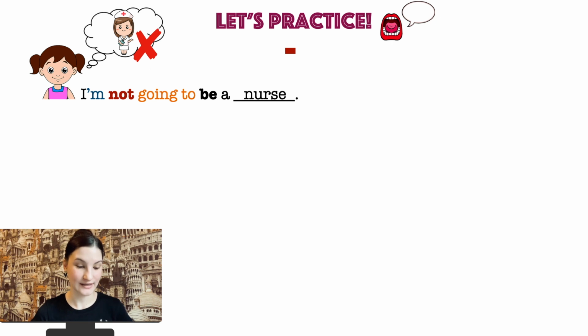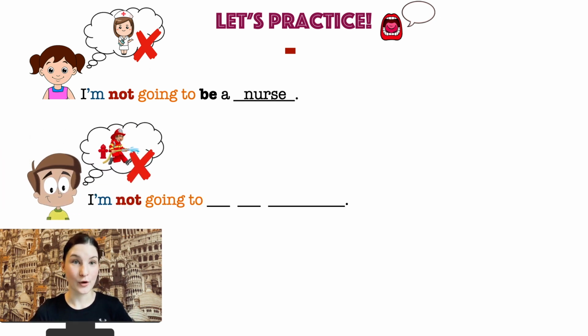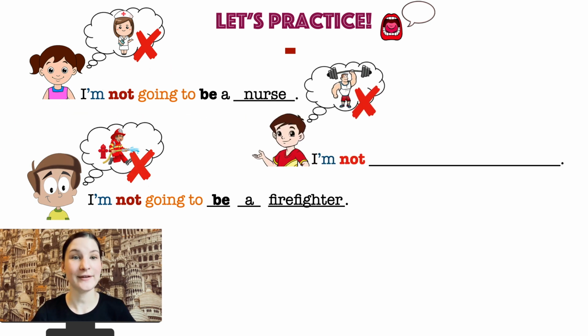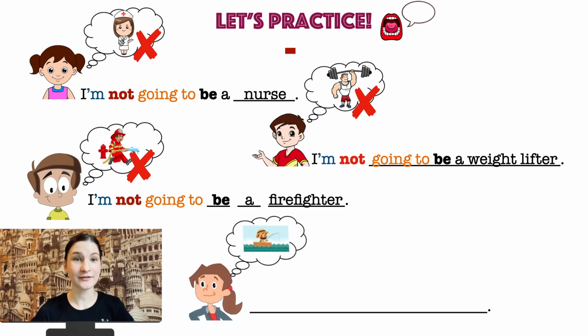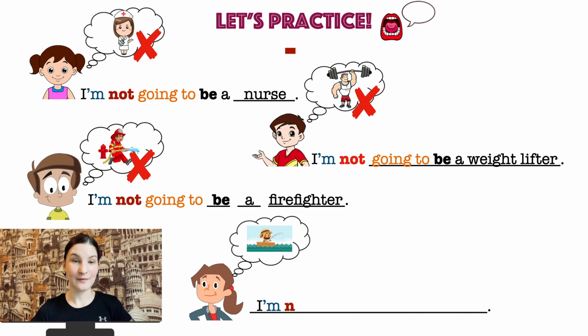We studied it with you. It's very easy. I'm not going to be a nurse. Look at this boy and try to finish the sentence yourself. I'm not going to be a firefighter. Good. Look at this boy. I'm not going to be a weightlifter. And look at this girl. I'm not going to be a fisherman.